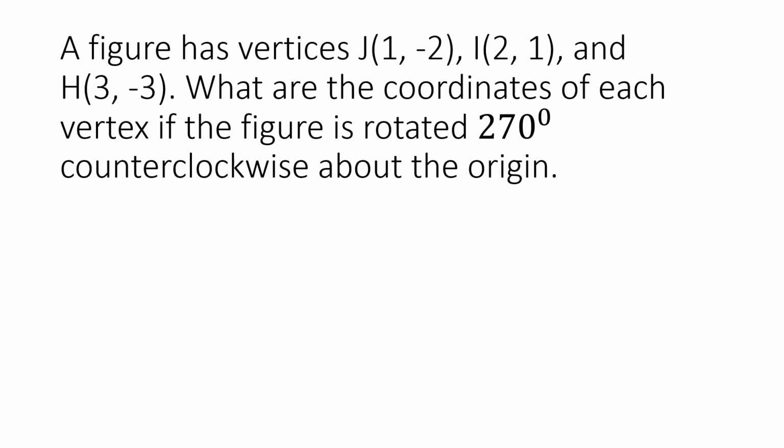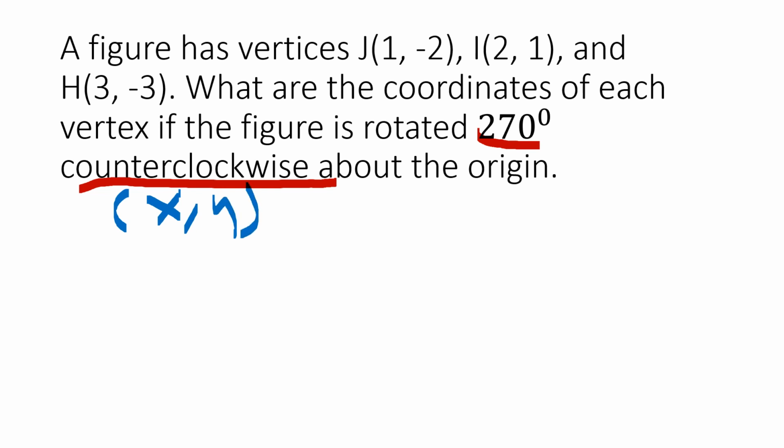A figure has vertices J(1, -2), I(2, 1), and H(3, -3). What are the coordinates of each vertex if the figure is rotated 270 degrees counterclockwise about the origin? Now we are going to rotate 270 degrees counterclockwise. The rule for that is: given (x, y), the image will be (y, -x).